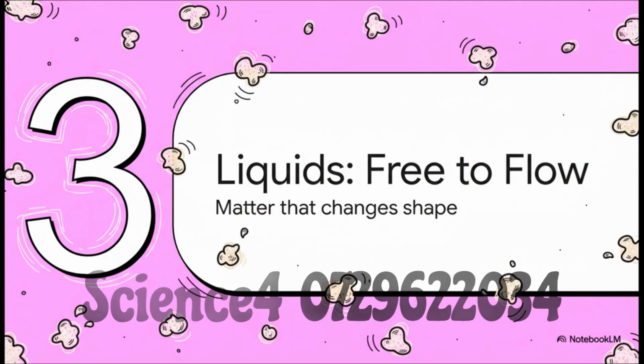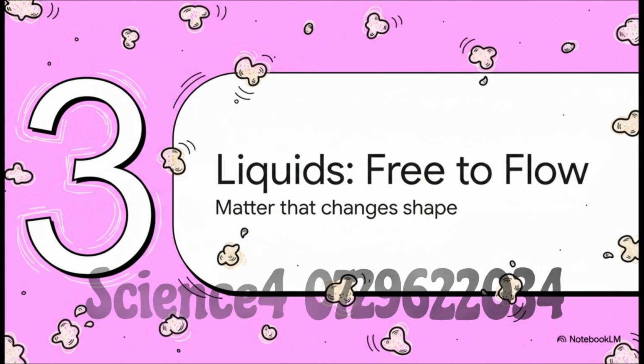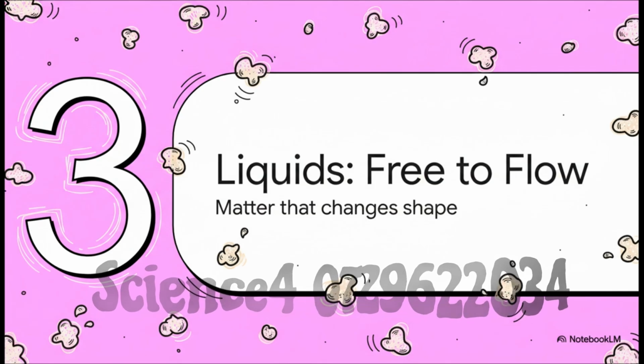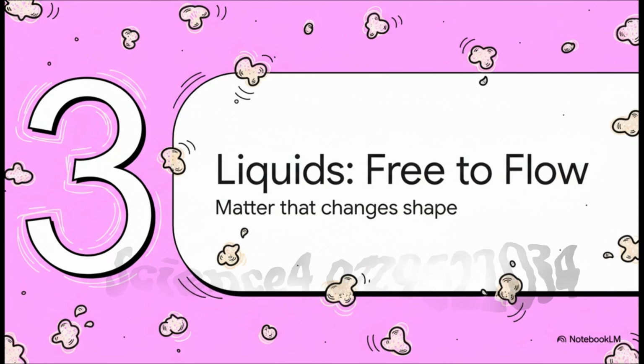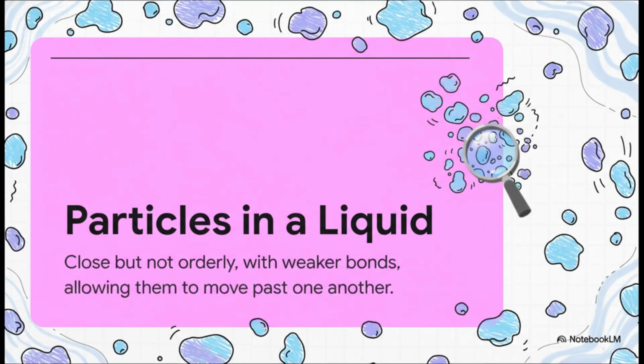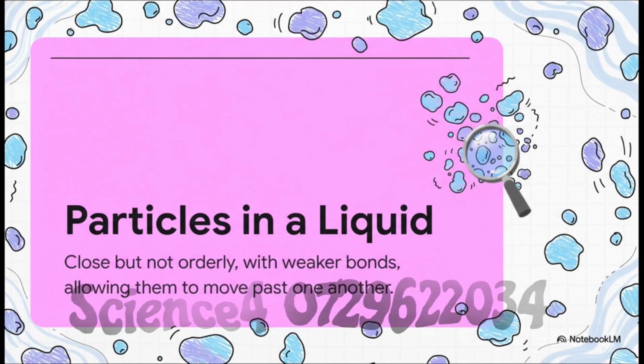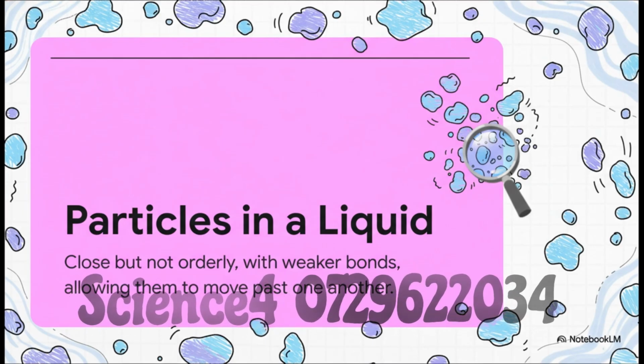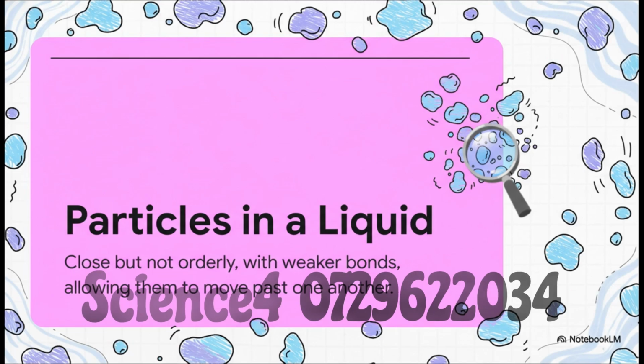Okay, so that's solids, but what happens when we loosen those bonds a little bit? Well, then you get liquids. If a solid is that tightly packed crowd, a liquid is more like people mingling at a party. They're still close, but they've got some room to move around. Now, in a liquid, the particles are still buddies, they're still close, but that super rigid structure, it's gone. The bonds between them are weaker, and that means they can slip and slide right past each other. They have a kind of freedom that particles in a solid just dream of.